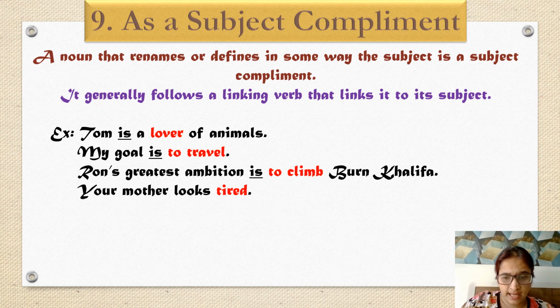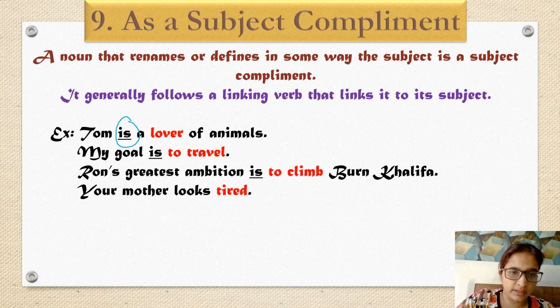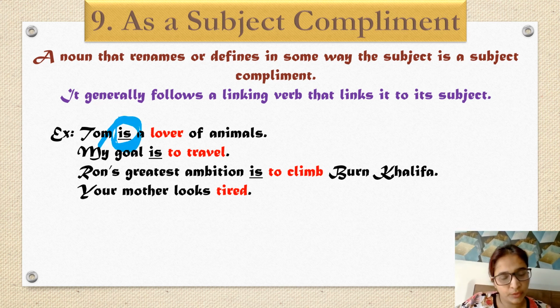For example, we have: Tom is a lover of animals. Firstly, the linking verb here is important, which was not the case in appositives. In appositives we did not check any linking verb. It was only followed by a comma and it was just renaming the subject, whereas here the linking verb is very important because that is going to point to the subject complement.